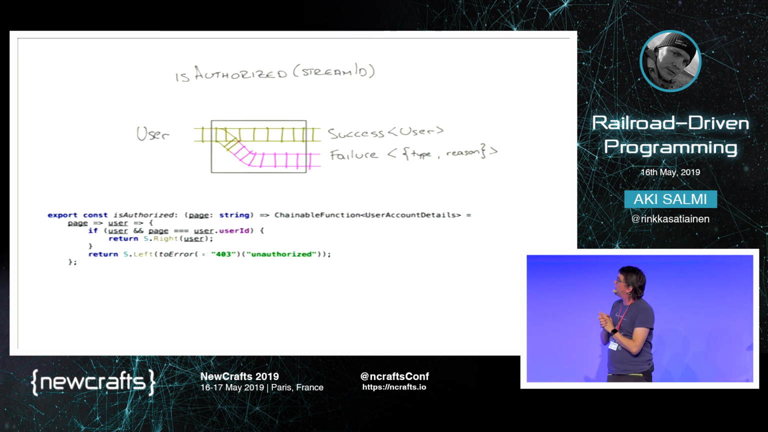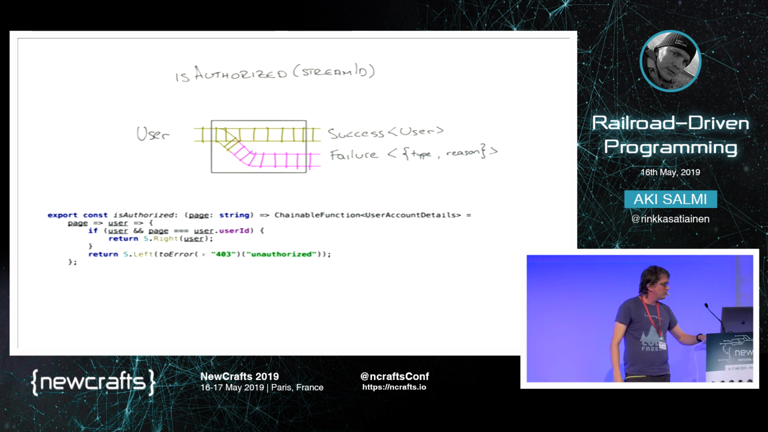So what the code looks like is, it takes in a user, and if the user ID is the same as the stream ID, which here is called page, if those are the same, then it returns right. So I do have these statements. They are just buried somewhere down in some places. And if the user and the page don't match, then it's not authorized.